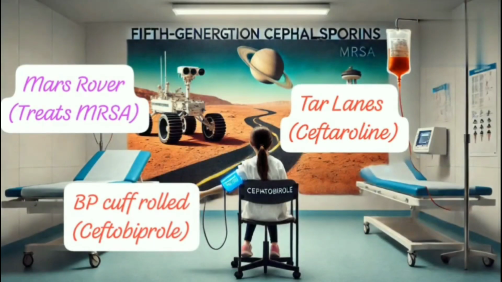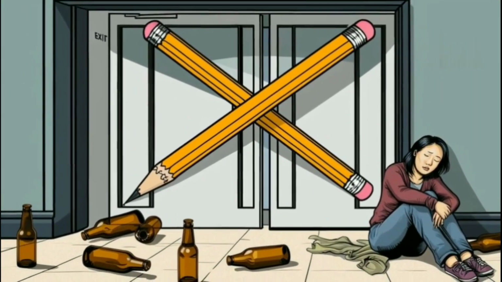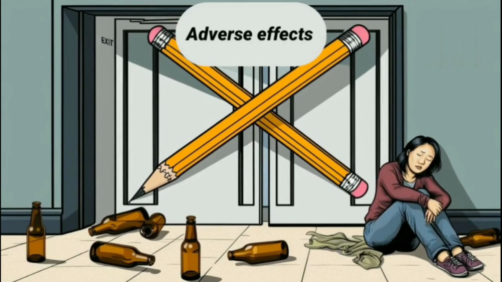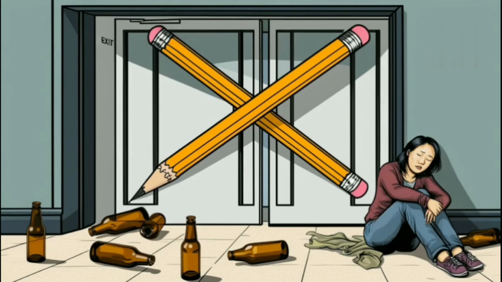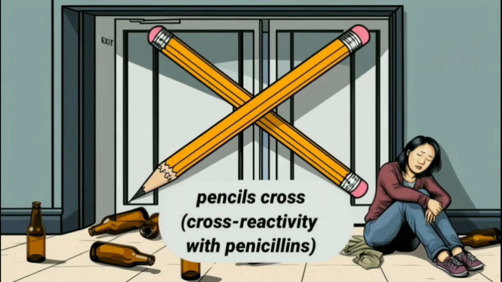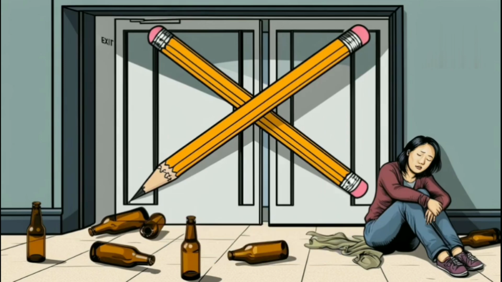Cephalosporins are generally well-tolerated antibiotics, however, they may cause adverse effects ranging from mild to severe. To effectively retain the adverse effects of cephalosporins, visualize the exit gate of the apartment with distinct symbolic representations. At the exit gate, two large pencils form an X shape, symbolizing the cross-reactivity between cephalosporins and penicillins. This highlights the potential risk of allergic reactions in penicillin-sensitive individuals.